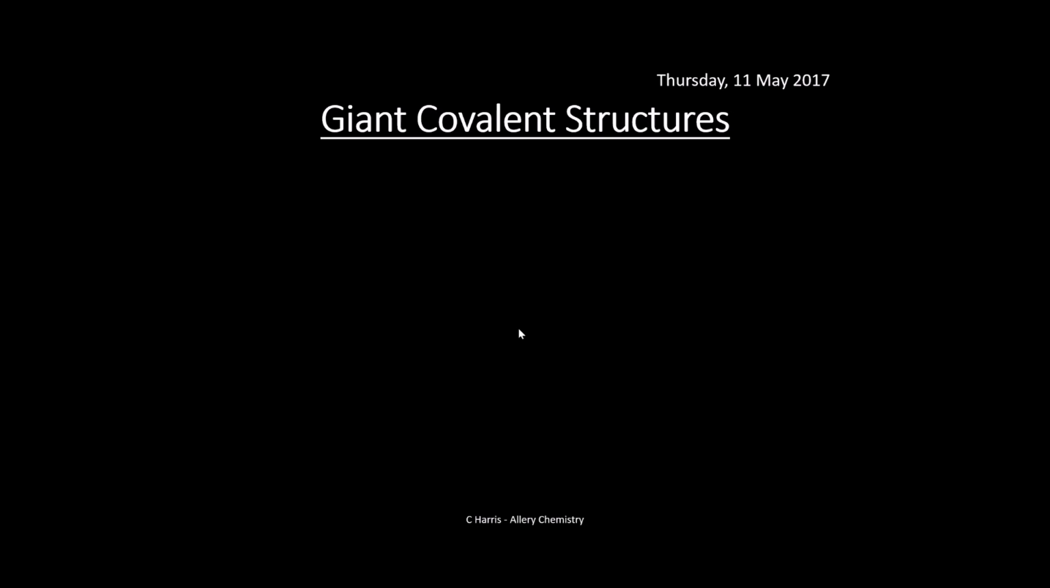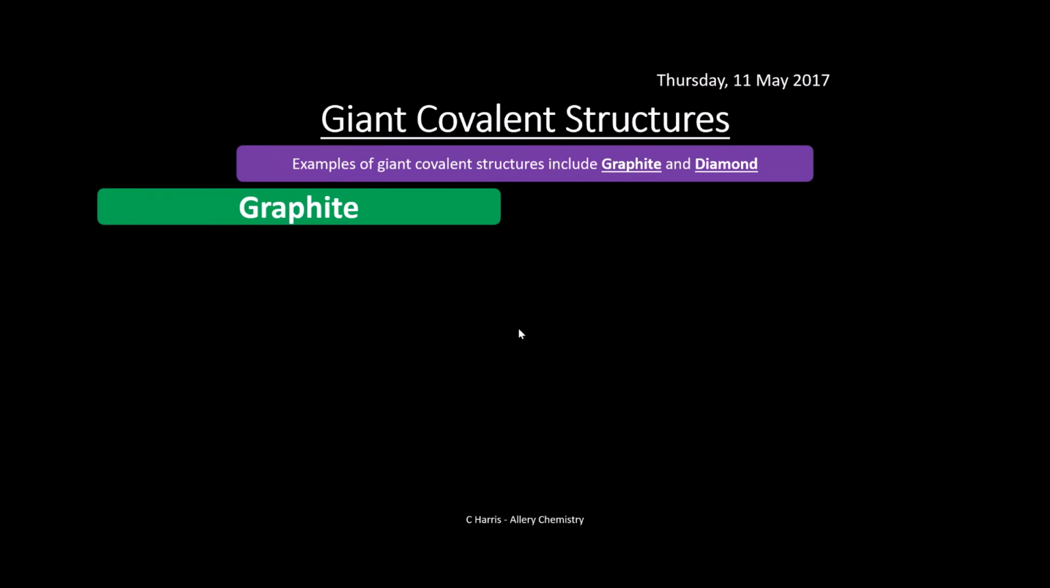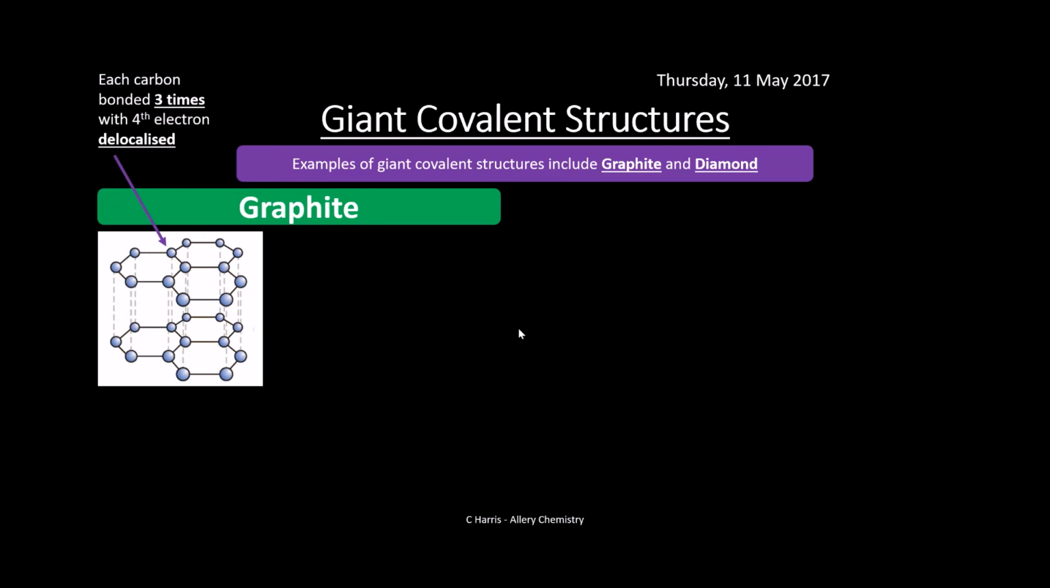Okay, giant covalent structures. In the previous videos we've looked at giant ionic. This time it's giant covalent. So we need to know some examples of these, and graphite and diamond are examples of these. So let's have a look at graphite first. Graphite is basically made of carbon.